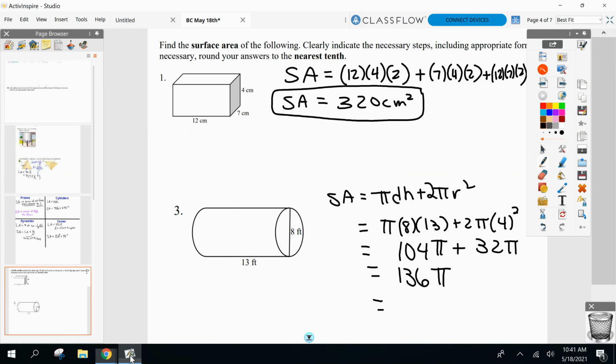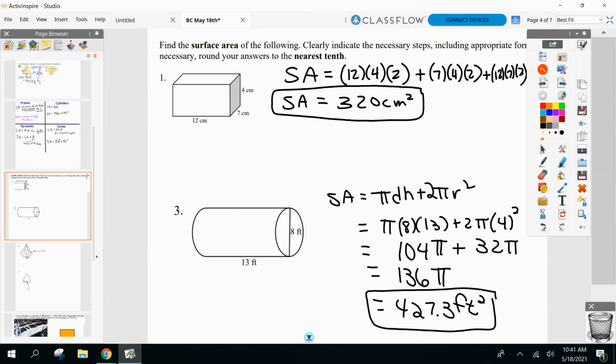Vinny, whenever you're ready. 427.3 feet squared. There you go. Cover that thing up. Other questions, comments, concerns? I think I cover all the figures here. So we had prism, we had cylinder.